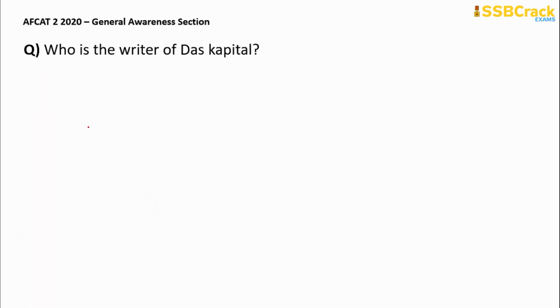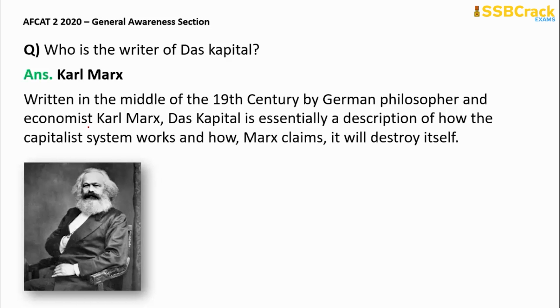This particular book deals with the administration of Mughal Emperor Akbar. Next question was, who is the writer of Das Kapital? Again, a very easy and very direct question. So the correct answer is Karl Marx. Das Kapital was written by Karl Marx in the 19th century. Karl Marx was a German philosopher and economist, and Das Kapital is a description of how the capitalist system works and how Marx claims that it is going to destroy itself.